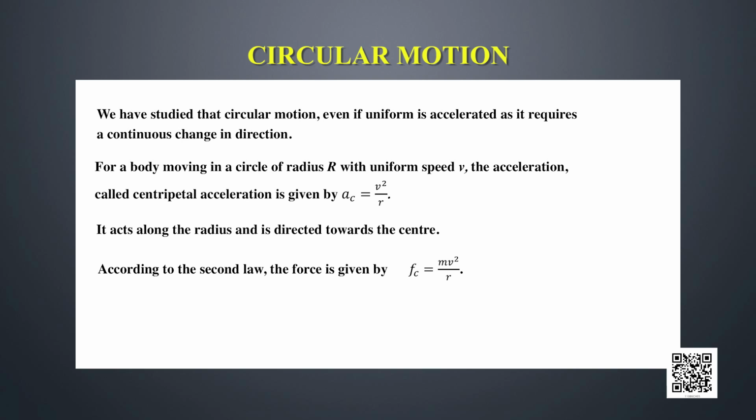According to the second law, the required force, which we call centripetal force, denoted by Fc, is given by Fc equal to mv square over r. The force is called centripetal force and is always essential to overcome the inertia of direction in a body.